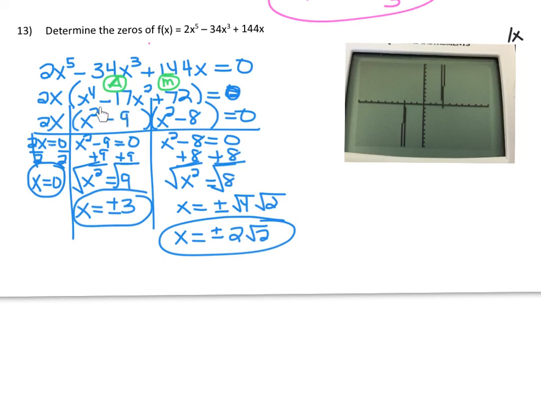Oh, I did say I was going to show you. Okay, if you wanted to factor this further, I'm just going to verbally talk about it. This x squared minus 9 would have factored to x plus 3 times x minus 3. And if you would have set those factors equal to 0, right, you would still wind up with the positive 3 and the negative 3.